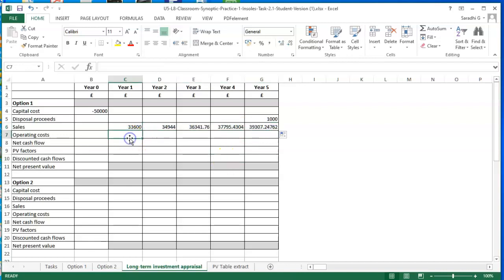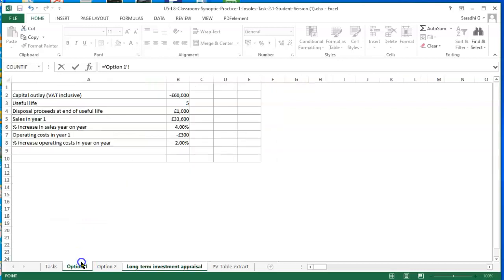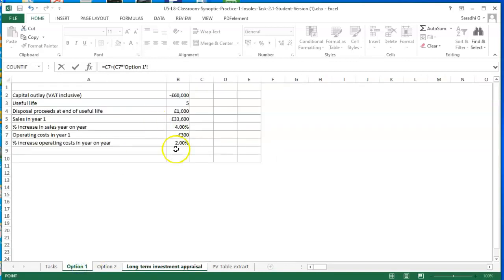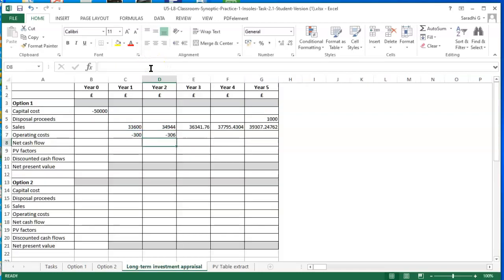Then put the operating cost. Operating cost in the first year is 300, and you can see that it is increasing by 2% every year, so use the same formula again. This one plus the same figure multiplied by 2%. Put this in absolute referencing and calculate the value for the remaining cells.